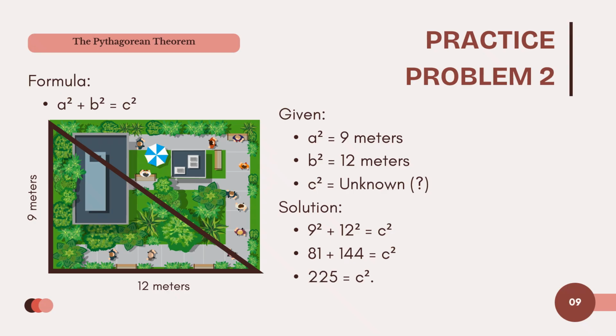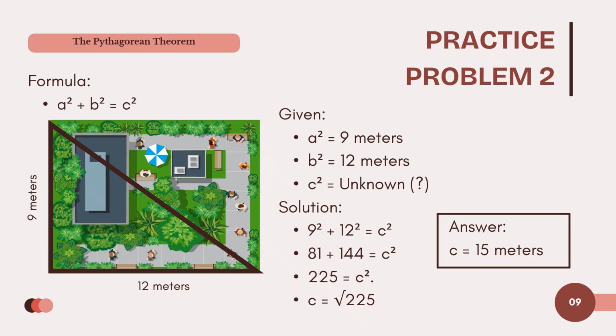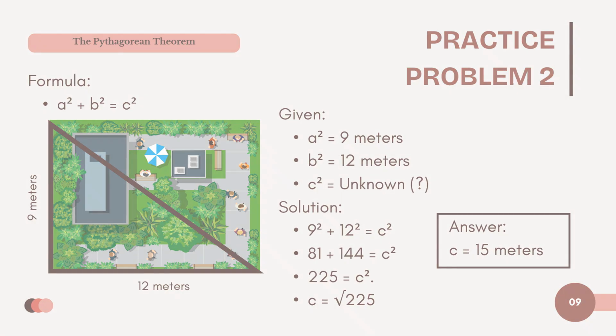Then we take the square root of both sides of the equation. So C is equal to the square root of 225, which is equal to 15. So our final answer, C is equal to 15 meters. This means that the length of the diagonal across the garden is 15 meters. This demonstrates how the Pythagorean theorem allows us to find the hypotenuse quickly and accurately.